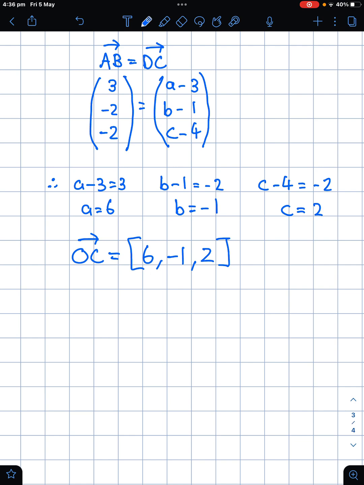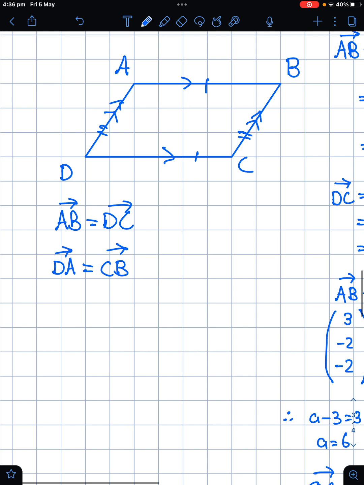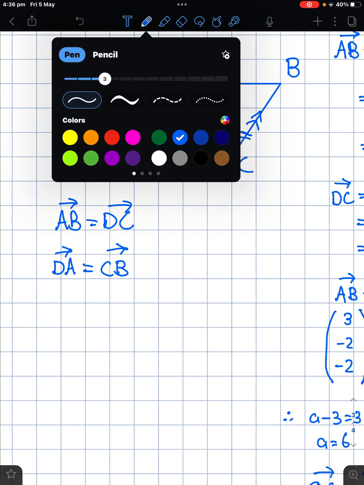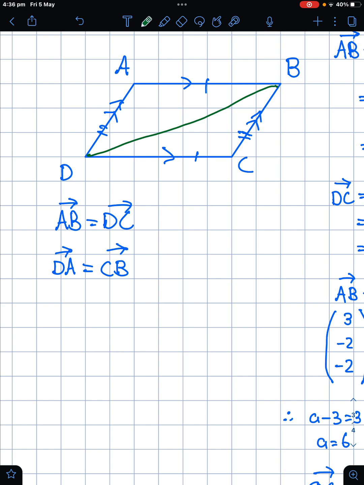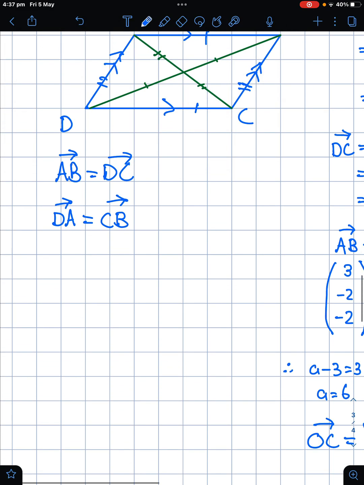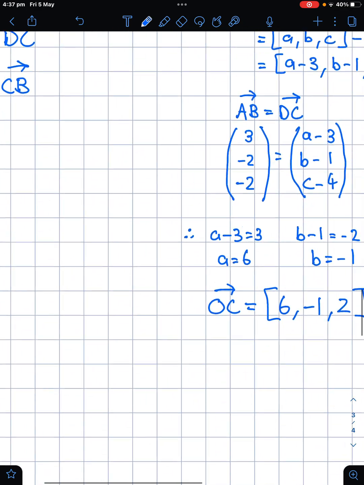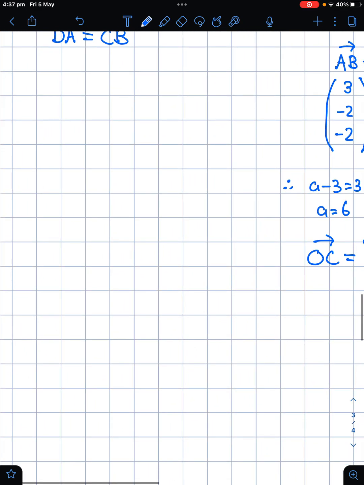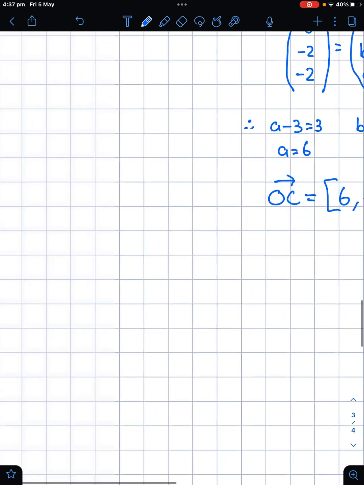Now, the next bit's actually pretty handy. So one of the features of a parallelogram is that its diagonals will always bisect, which means this diagonal and this diagonal will meet, and the coordinates have to be the same for these. So if we go halfway between A and C and halfway between D and B, we will get the same coordinates. So we're going to consider this now. I'm going to go down lower.